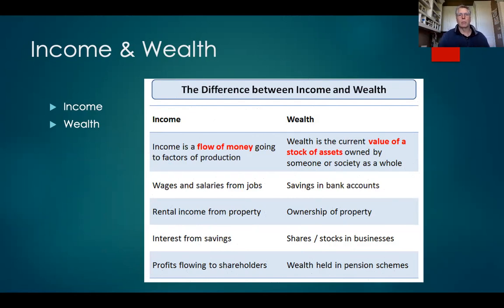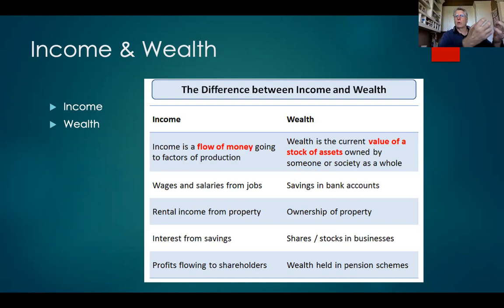And income includes wages and salaries from jobs, rental income from property if you own a rental house, or you could rent your car, you could rent a lot of things. So interest from savings, profits flowing from shareholders, stocks and bonds. So any source of money that comes in to you. Okay, that's different than wealth.